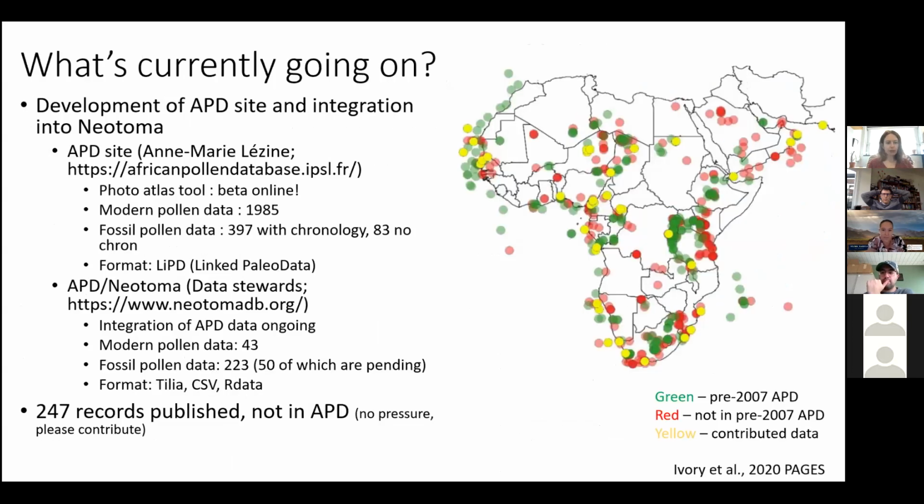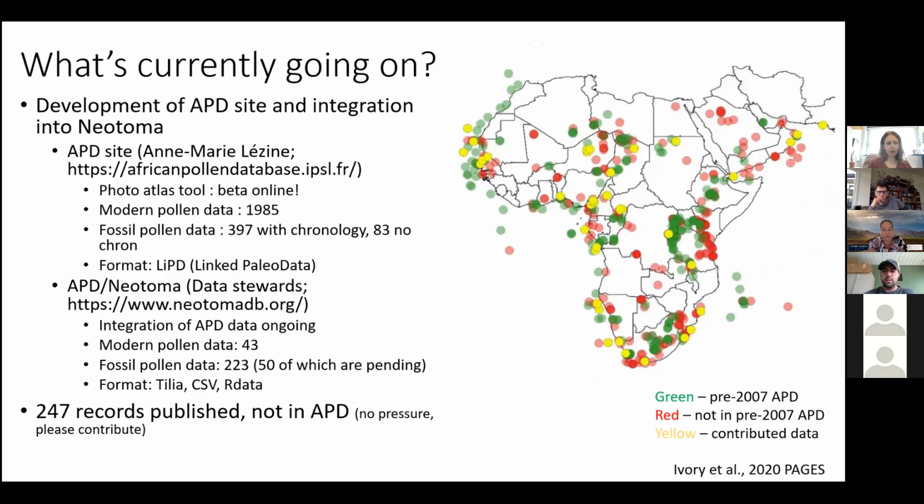Okay, so what's currently going on? We're in a pretty advanced development stage for both of these different components of the African Pollen Database. There is an African Pollen Database standalone site that was developed through Anne-Marie Lézine and an engineer that's working with her. The link to that database is posted there if you want to go take a look at it.